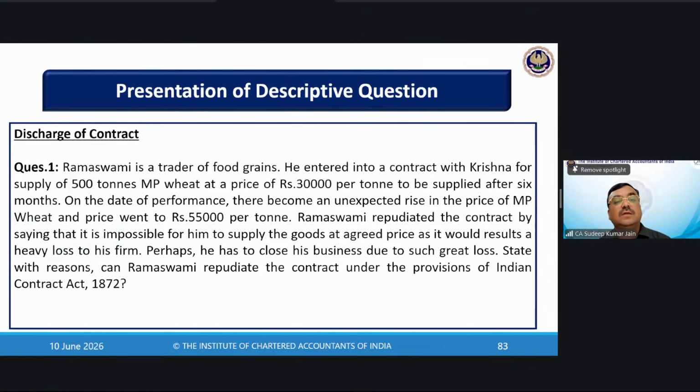So, first question. Ramaswamy is a trader of food grains. He entered into a contract with Krishna for supply of 500 tons of MP wheat at a fixed price per ton, to be supplied after 6 months. On the date of performance, there was an unexpected rise in the price of MP wheat, and the price went to rupees 55,000 per ton. Ramaswamy repudiated the contract, saying it is impossible for him to supply the goods at the agreed price as it would result in a heavy loss to his firm. Perhaps he has to close his business due to such great loss. State with reason, can Ramaswamy repudiate the contract under the provisions?